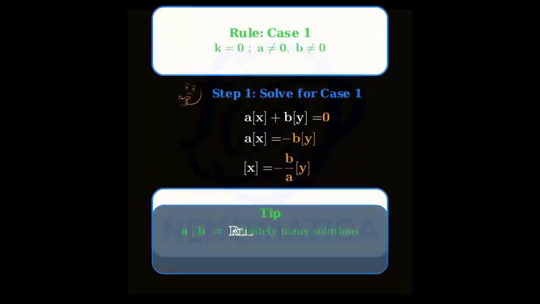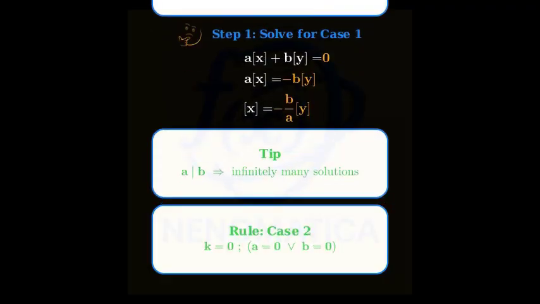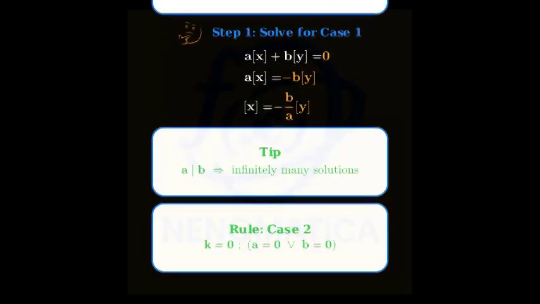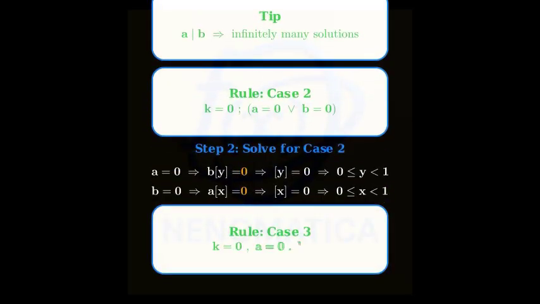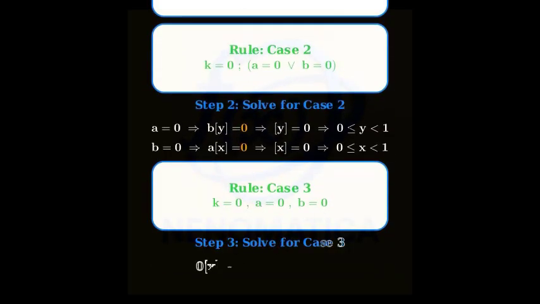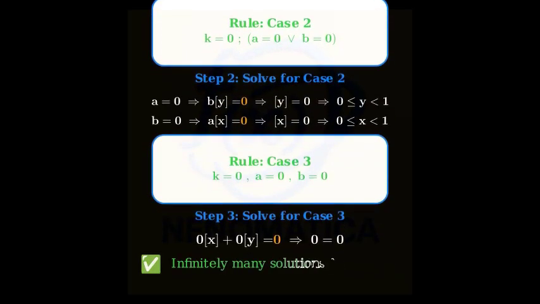Case 2. k equals 0, and at least one coefficient is 0. If a equals 0, then b times floor of y equals 0, implying floor of y equals 0. Similarly, if b equals 0, then floor of x equals 0. Case 3. k equals 0, a equals 0, and b equals 0. The equation reduces to 0 equals 0. So all real x and y satisfy it.